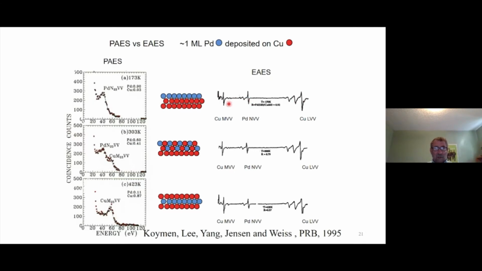And then with the electron Auger, which is another competing method, it's very hard to tell what's on top, because you see copper and palladium in each case. This is because in electron Auger the core hole is made by an energetic electron beam which penetrates many layers, and so you're averaging over many layers, so you don't get that surface selectivity.